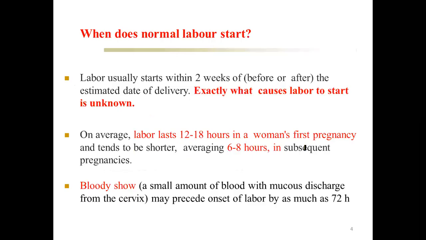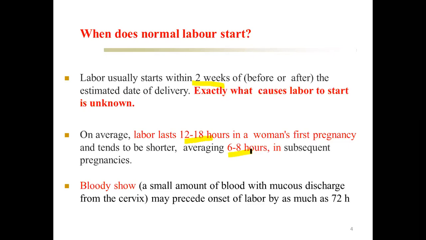Then, when does a normal labor start? What causes labor to start is not known, but it usually starts within 2 weeks before or after the estimated date of delivery. So that is the most common onset of labor. On average, labor can last 12 to 18 hours in a woman of first pregnancy. That is the most common occurrence, and usually on subsequent pregnancies, it is much shorter, like 6 to 8 hours.